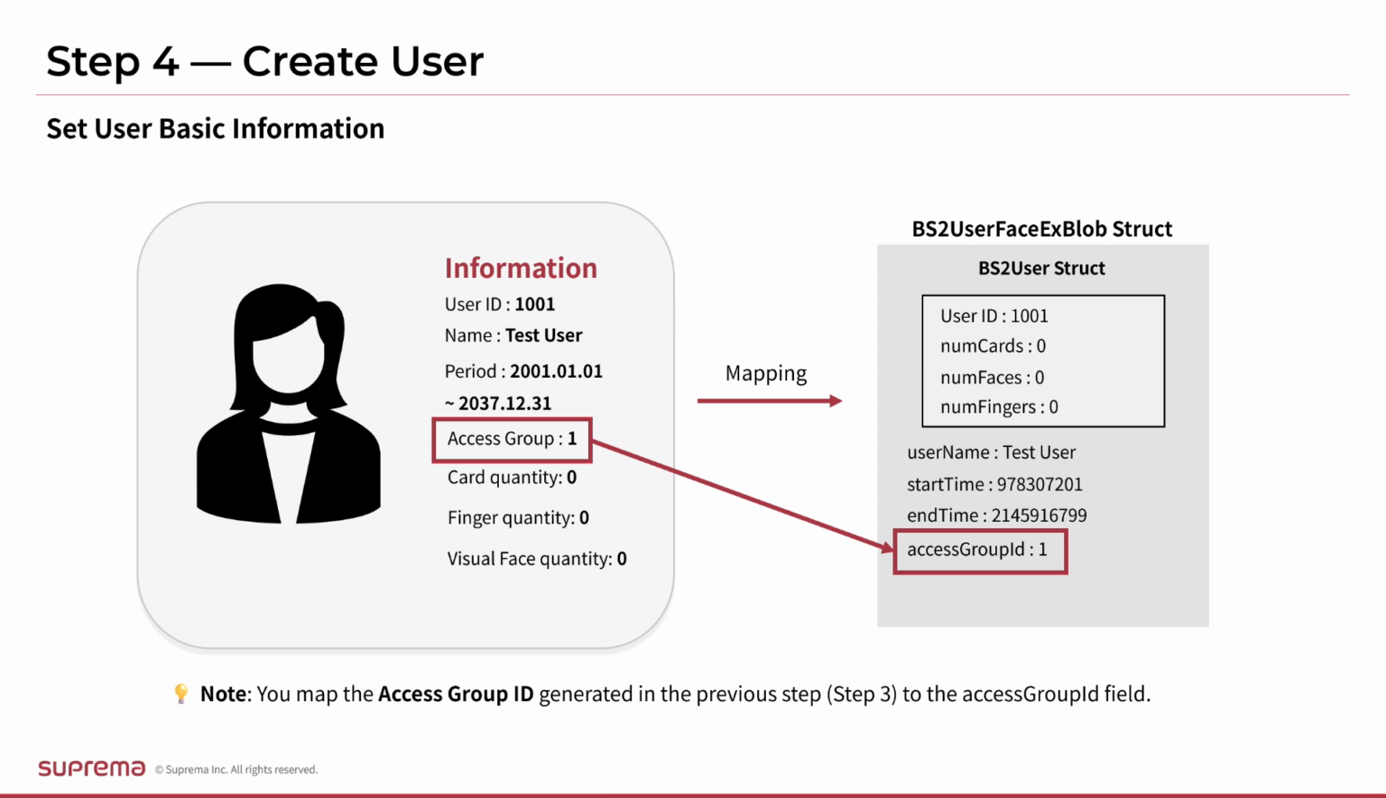The num cards, num faces, and num fingers fields indicate how many credentials are registered for this user. Notice the access group ID field at the bottom. As mentioned earlier in the BioStar 2 Device SDK, the access group is created before the user. The access group ID generated in Step 3 is mapped to this field. By setting access group ID, the user is granted the access permissions defined by that access group.